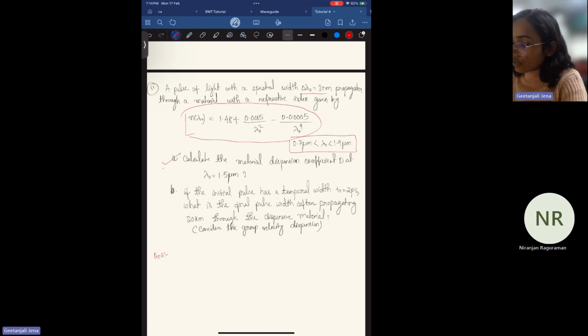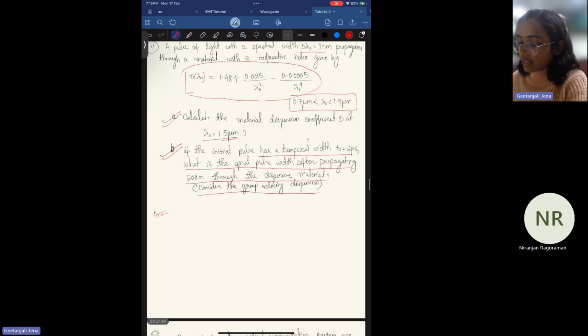The first part is to calculate the material dispersion coefficient D at lambda 0 equal to 1.5 micrometer. The second part is, if the initial pulse has a temporal width T0 of 2 picosecond, what is the final pulse width after propagating 20 kilometer through the dispersive material? The question says to consider the group velocity dispersion. Let us see the first part.